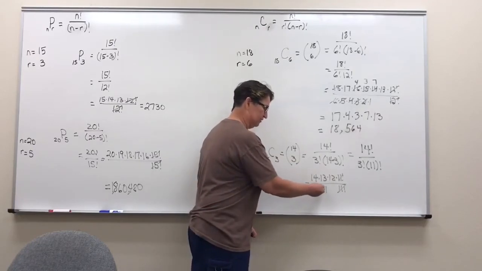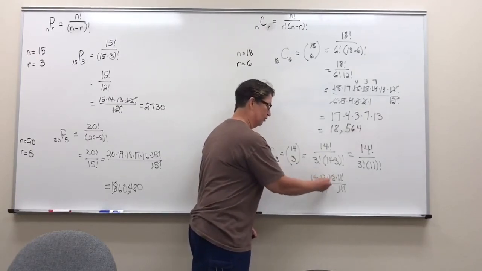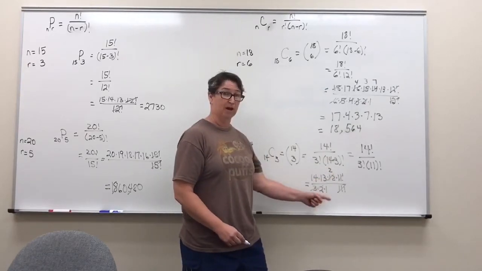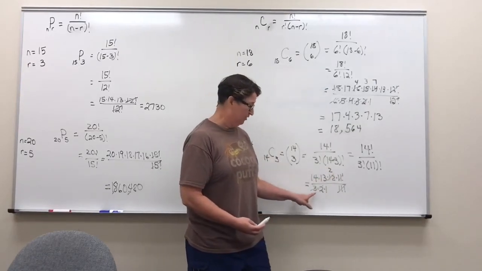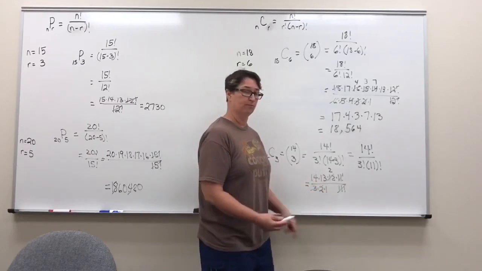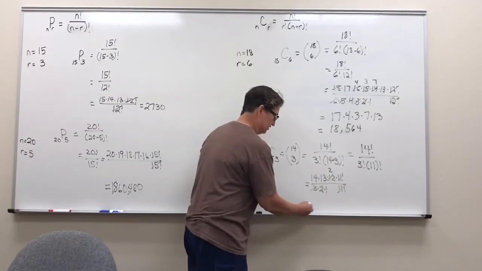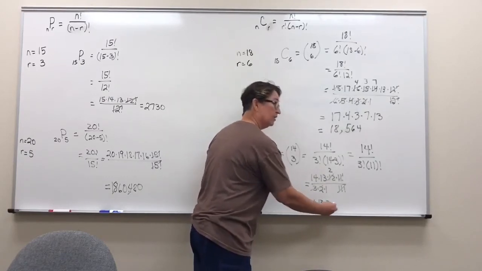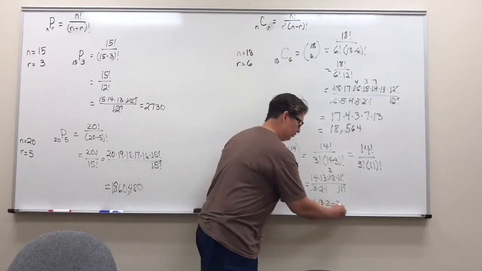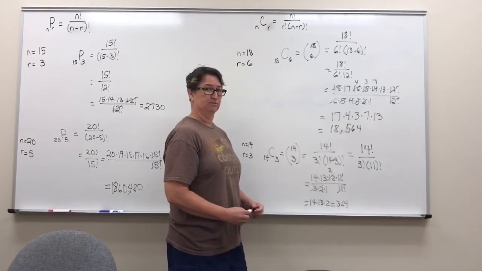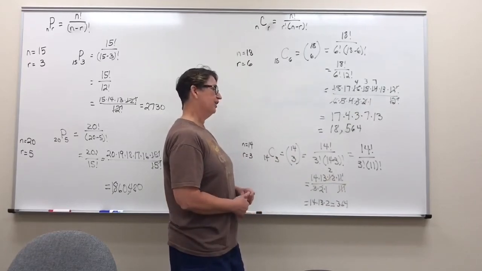3 times 2 gives me 6. 6 goes into 12 2 times. Notice I'm only left with 1 on the bottom. In each one of these problems, I should be able to simplify it down so that I'm only left with a 1 on the bottom. Now I just need to multiply 14 times 13 times 2 so that I end up with 364 combinations. So order did not matter there.